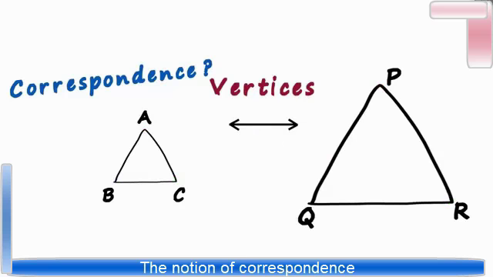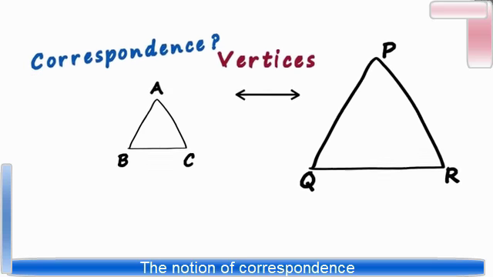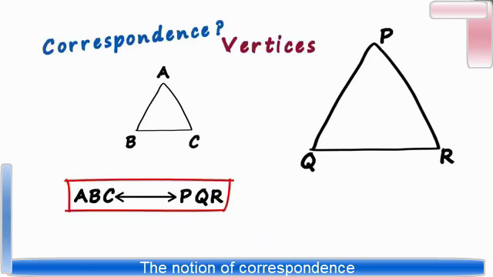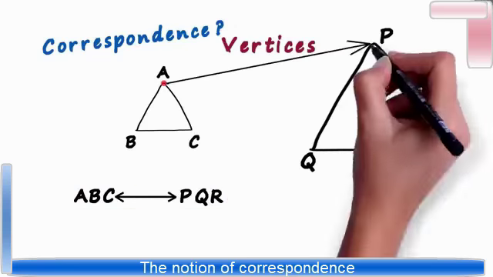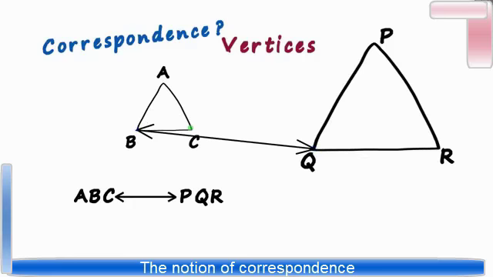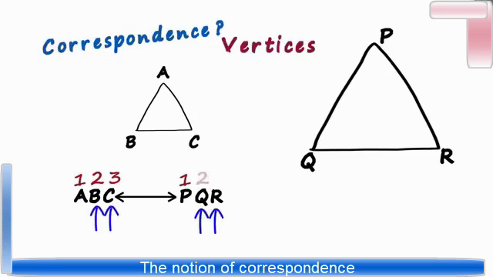We use this double arrow sign to represent correspondence. Let's assume that ABC corresponds to PQR. What does this tell us? This means that vertex A corresponds to vertex P, vertex B corresponds to vertex Q, and vertex C corresponds to vertex R. It's like numbering the vertices on each side. The vertex under 1 on the left side will correspond to the vertex under 1 on the other side. Similarly, the vertices under 2 and 3 on the left side will respectively correspond to the vertices under 2 and 3 on the other side.